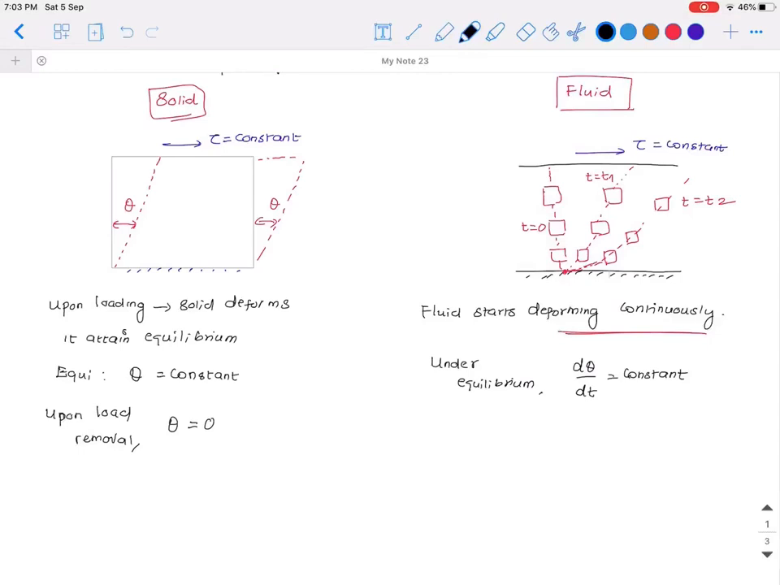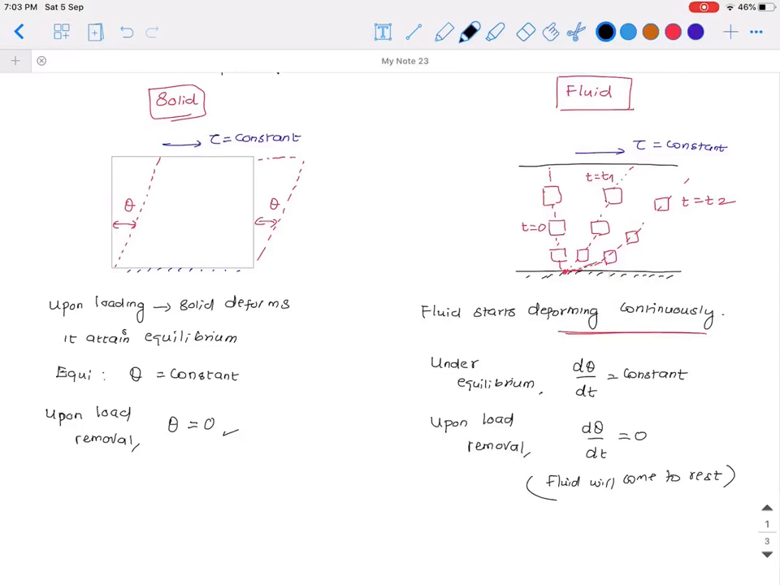Okay, and upon removing the load, the fluid does not come back to its original position as in solid. What would happen is that upon load removal, the rate at which deformation happens goes to zero, or in other words, fluid will come to rest. Okay, so this is the fundamental difference between solid and a fluid from a mechanics point of view.